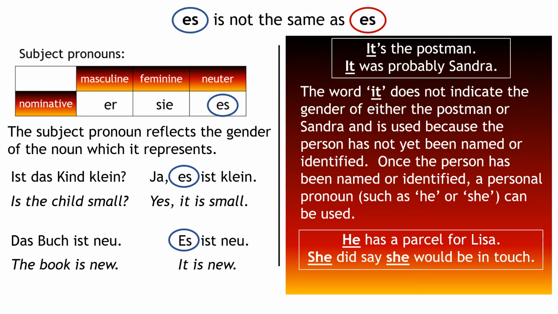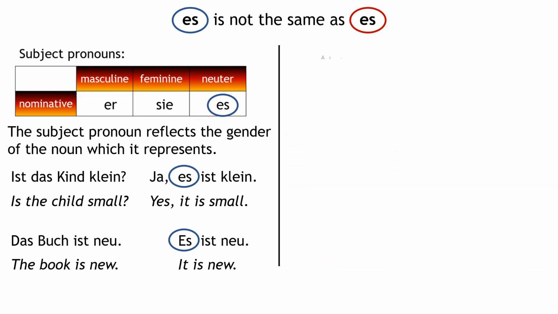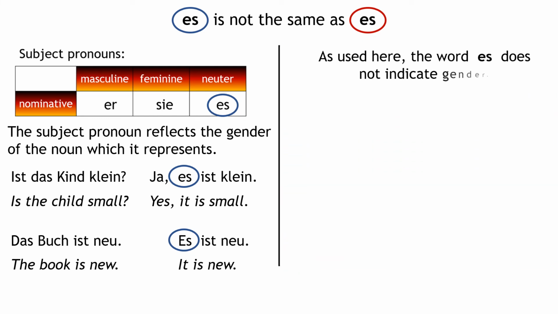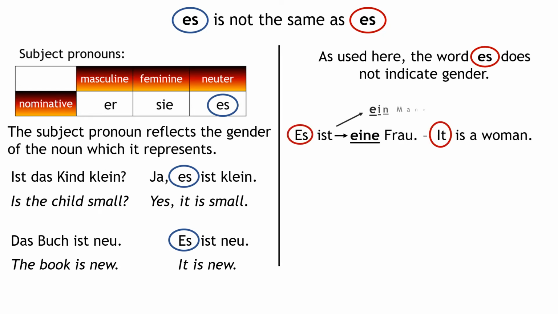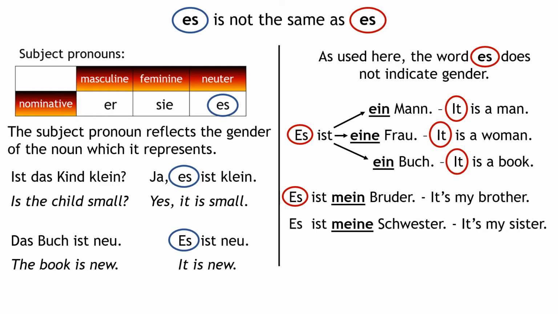As used here, the word es does not indicate gender. Es ist eine Frau. Es ist ein Mann. Es ist ein Buch. Es ist mein Bruder. Es ist meine Schwester. Es ist mein Buch.